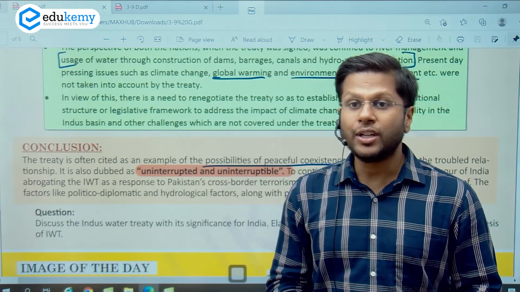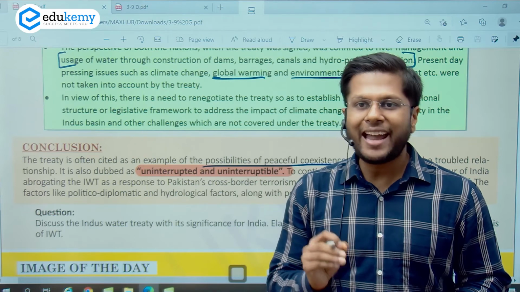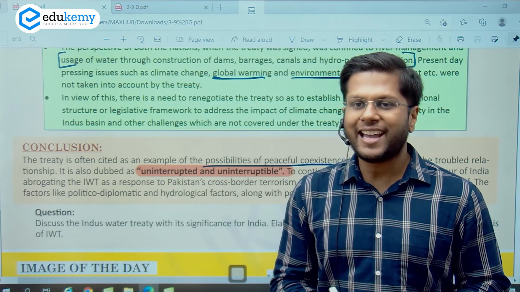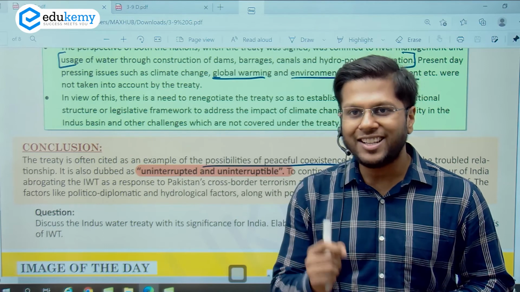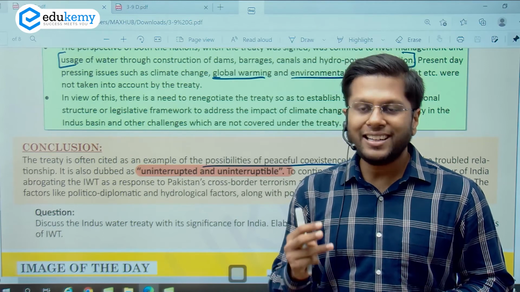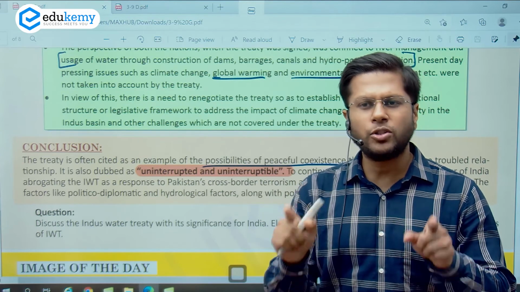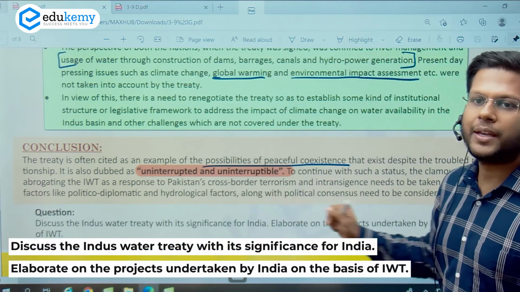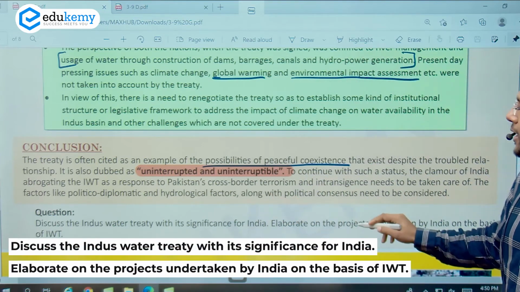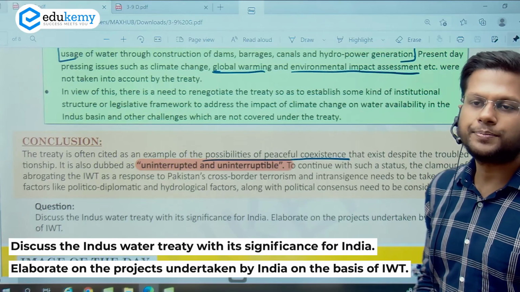After having understood various facets of this treaty, the way this treaty was designed, the upper and lower riparian concept of the states, and how this water was to be utilized in three different kinds of activities: agriculture, non-consumptive use, and domestic use. All you've got to do is take 30 seconds and start thinking about the various dimensions of the Indus Water Treaty. After that, you can attempt this question, which says: discuss the Indus Water Treaty with its significance for India. Elaborate on the projects undertaken by India on the basis of the Indus Water Treaty.